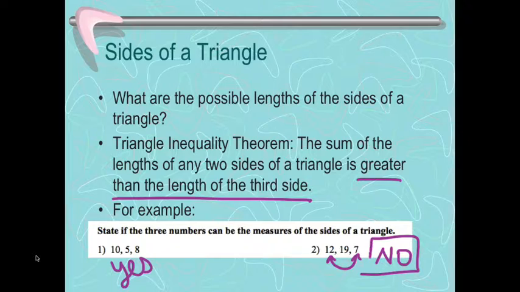If you had these three measurements, 12 inches or 12 centimeters, it doesn't matter, the units don't really matter. But 12 inches, 19 inches, and 7 inches would not make a triangle. Okay. All right. You have several more to practice, but we won't do it now.